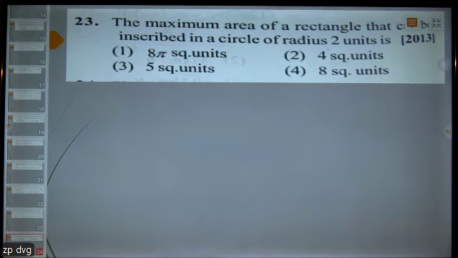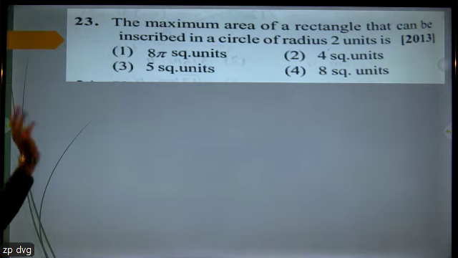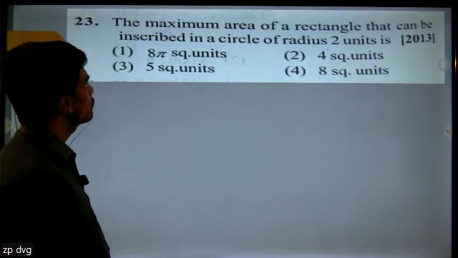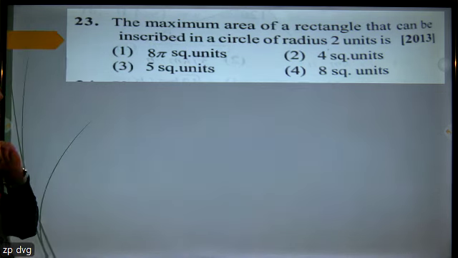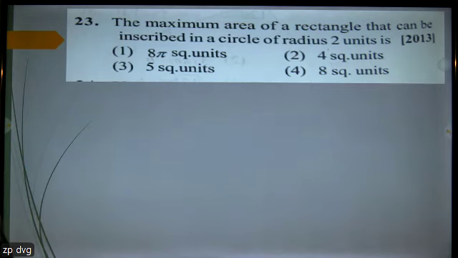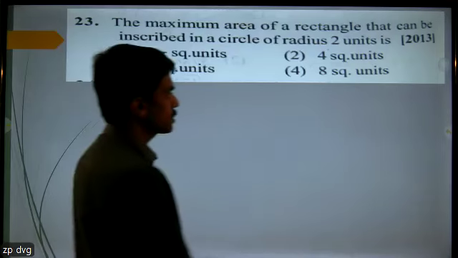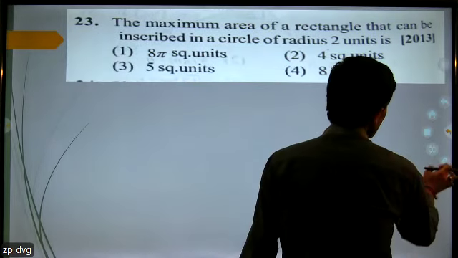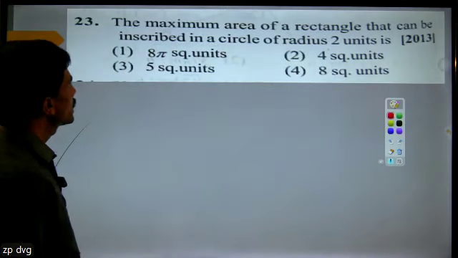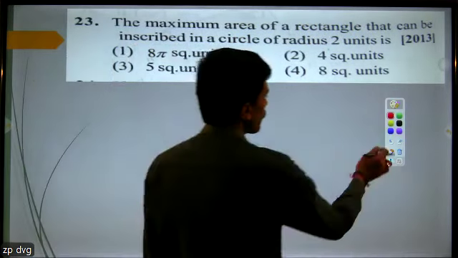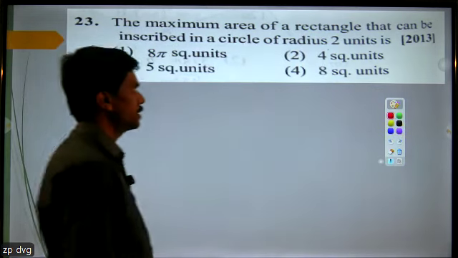So yesterday we completed up to question number 22. So today we will discuss from question number 23. The maximum area of a rectangle that can be inscribed in a circle of radius 2 units is. Actually, this question is repeated. Yesterday already we discussed this question.